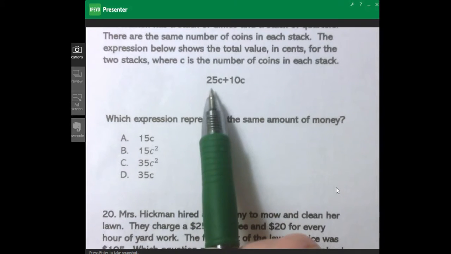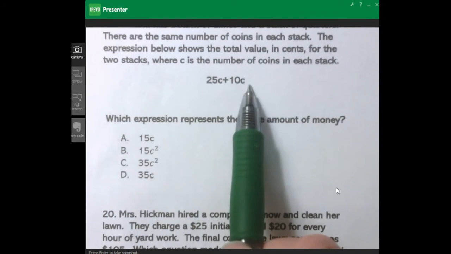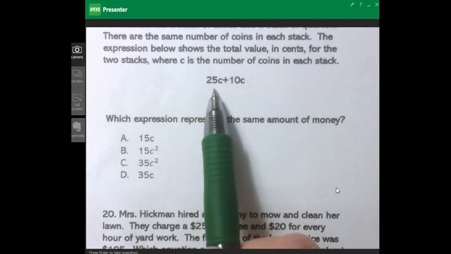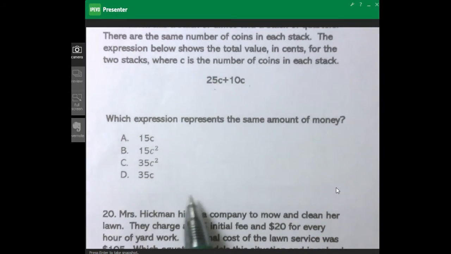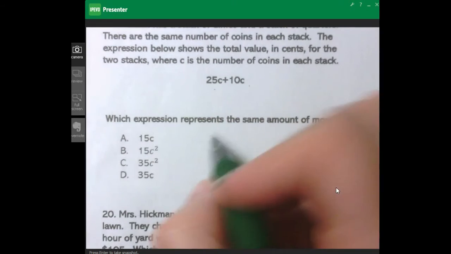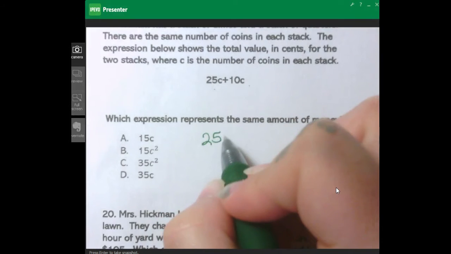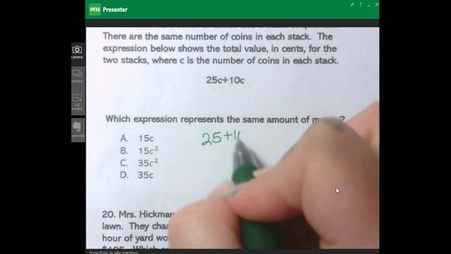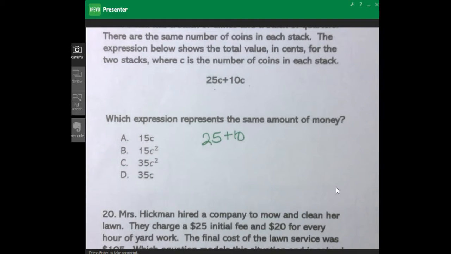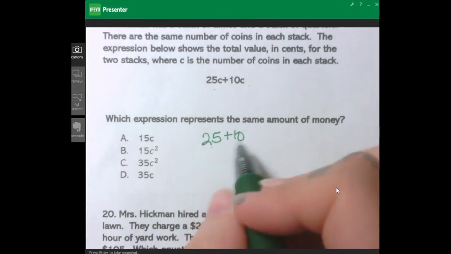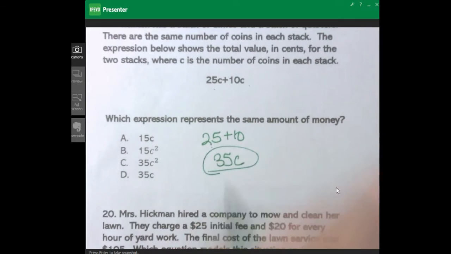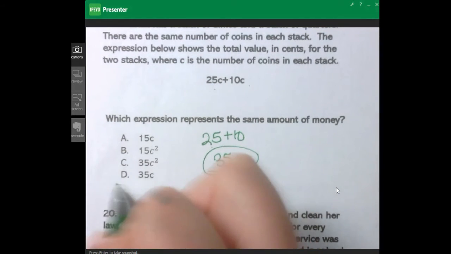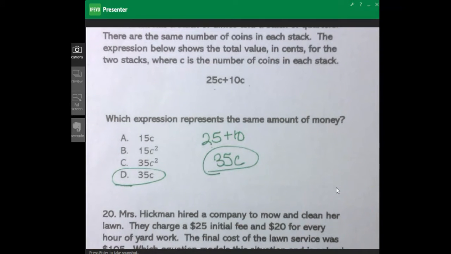So what we're looking at here, we have 25C and 10C. This is how many coins are in each stack. So we want to combine these to find out how many represent our stack. So just like before, all we're going to do is add the coefficients and keep the variable. 25 plus 10 is 35, and we keep the variable C. So all together, William has 35 coins.